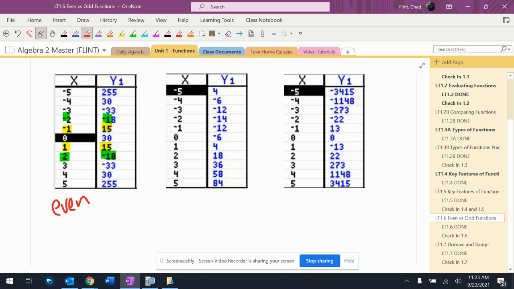If you look at this one, 1 and -1 have different y values. If I look here, 1 and -1 have similar values, but the sign is just different. So we'll talk about what that one means in a minute. So those two are even.